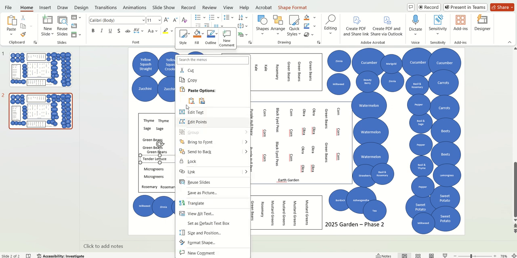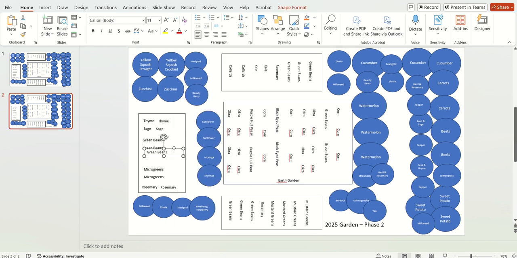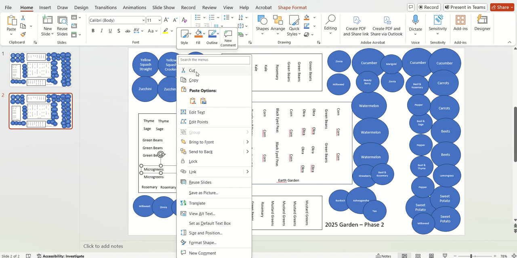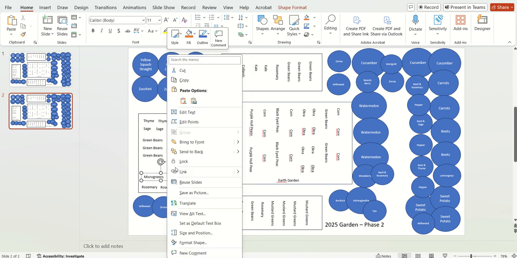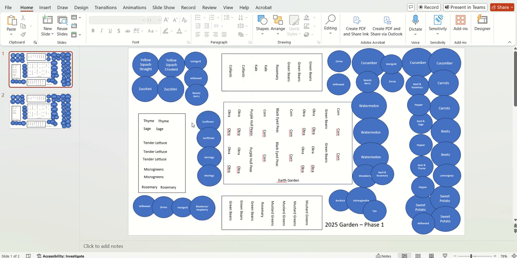Okay, so I would probably take out the tender lettuce, but you get the point. Phase two is, if I don't have this plant that's going to be quick growing, what am I going to do? Okay. So you just keep going.